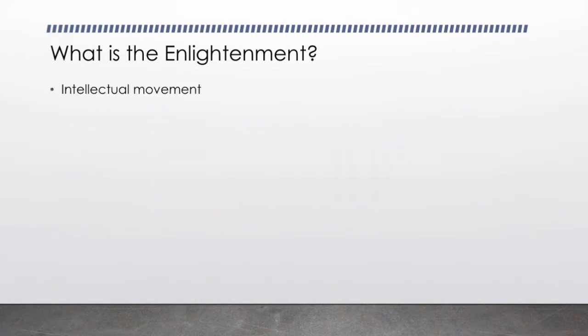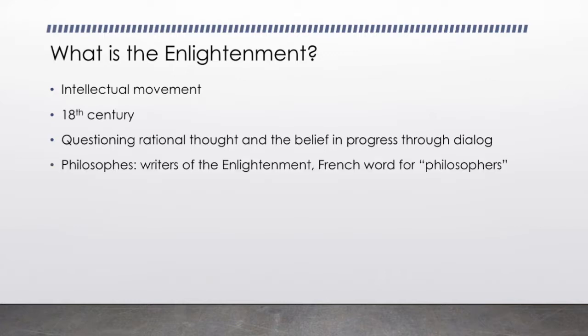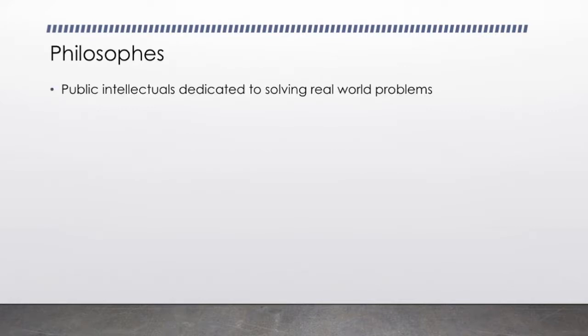The Enlightenment emerged as an intellectual movement in the second half of the 18th century. It focused on questioning rational thought and the belief in progress through dialogue. The writers of the Enlightenment were called philosophes, the French word for philosophers. However, philosophes did not concern themselves with abstract theories like philosophers did. Philosophes were public intellectuals dedicated to solving real-world problems.